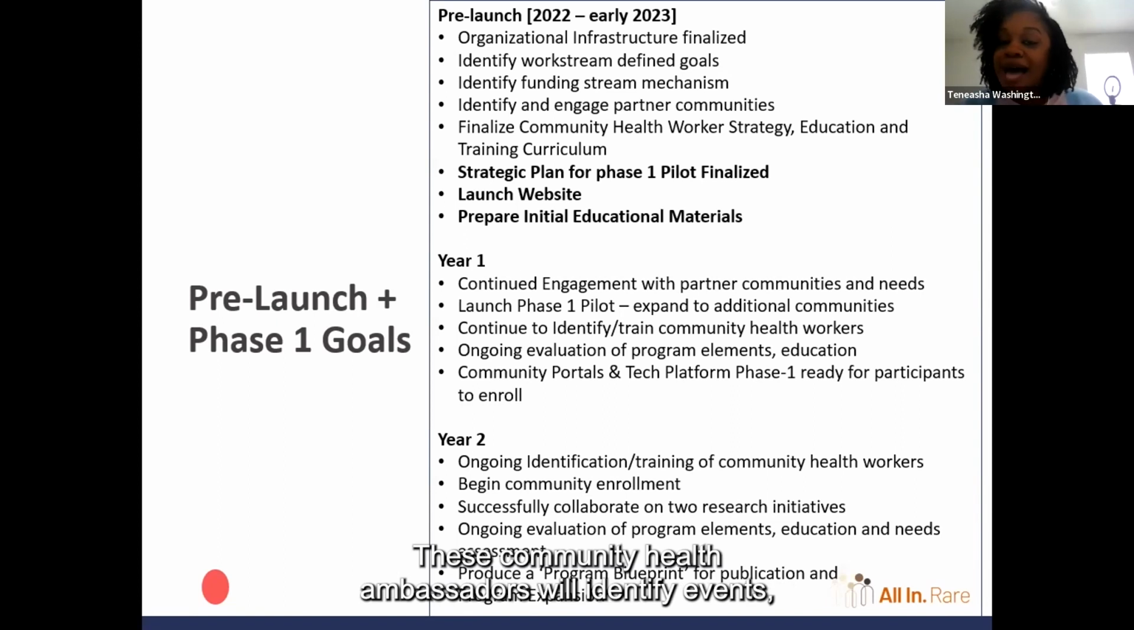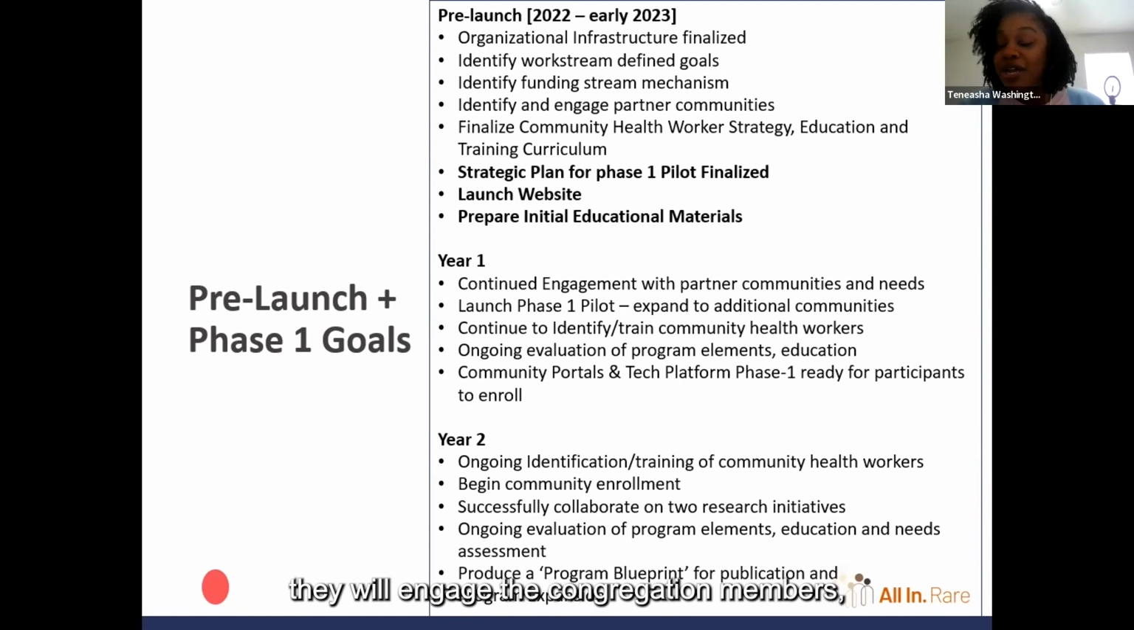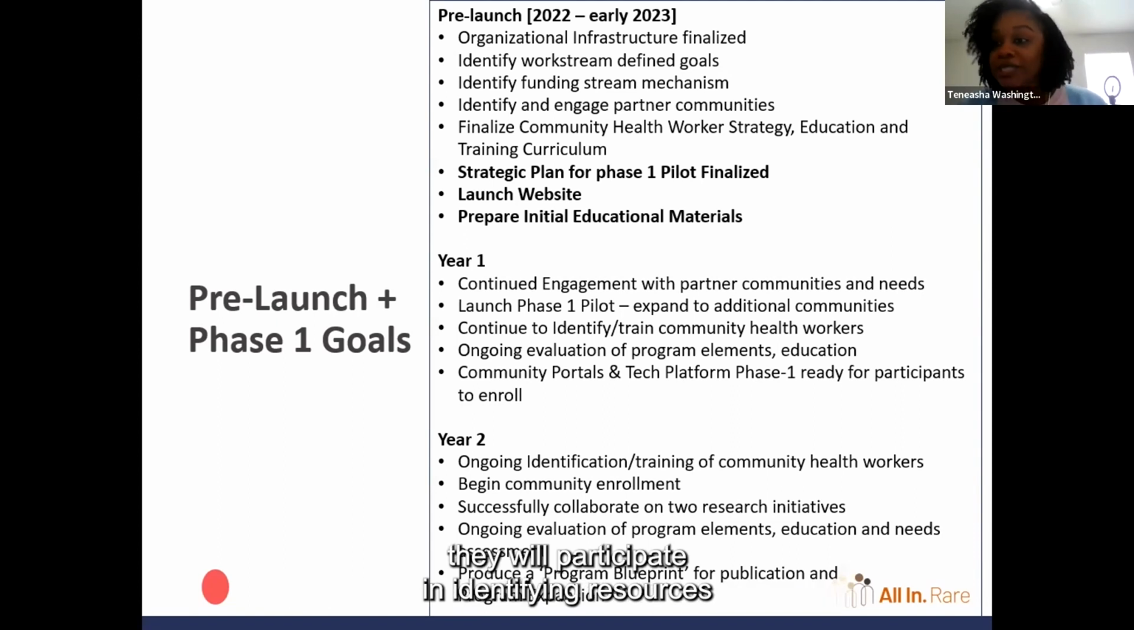These community health ambassadors will identify events. They will engage the congregation members. They will participate in identifying resources throughout this process.